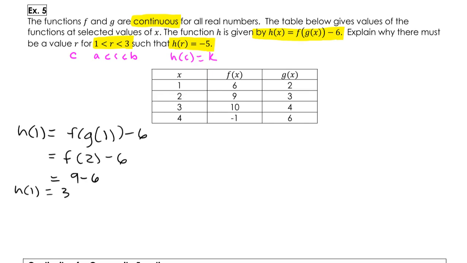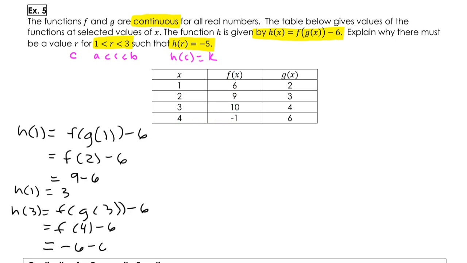Now I need to find h of 3. That's f of g of 3. G of 3, I go to the table again. Here's 3, here's g. You can see they match up at 4. F of 4. Here's 4 and here's f. Here's -1. So -1 minus 6. So -1 minus 6 is -7. Okay, so I have h of 1. And then I have, let's rewrite this. I just want to be able to circle it. And okay, so h of 3 is -7.